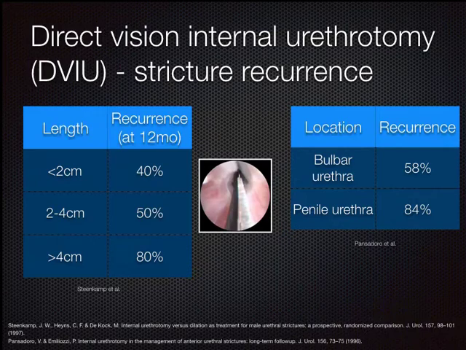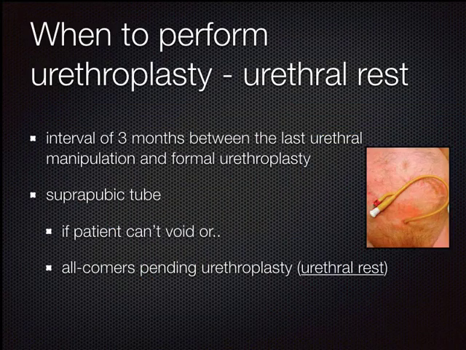So repeat urethrotomy is known to have progressively worse outcomes, and essentially, like I said, a 0% success rate has been reported after the third DVIU. So when it's been decided to proceed with urethroplasty, an interval of 3 months is usually preferred between the last urethral manipulation and formal urethroplasty.